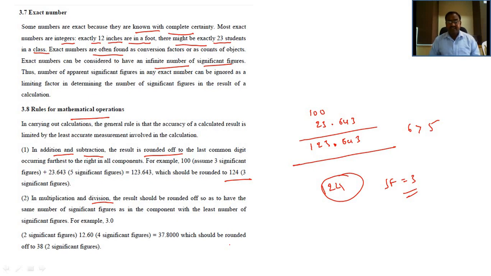Consider 3, which has 2 significant figures, and 12.60, which has 4 significant figures. We are going to multiply, and we get 37.8. We should round this off to 38, because the least number of significant figures among the components is 2.